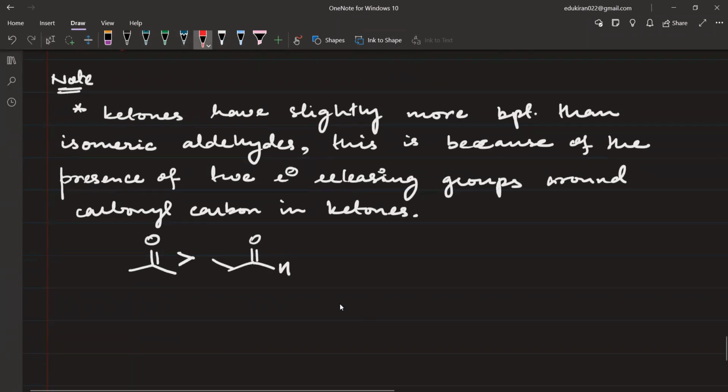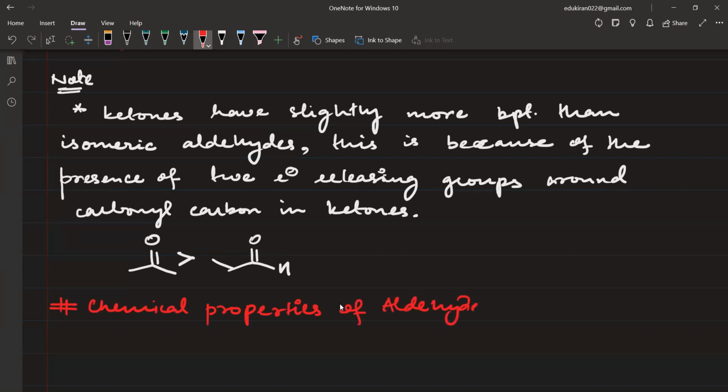Right, next. Chemical properties of aldehydes and ketones.